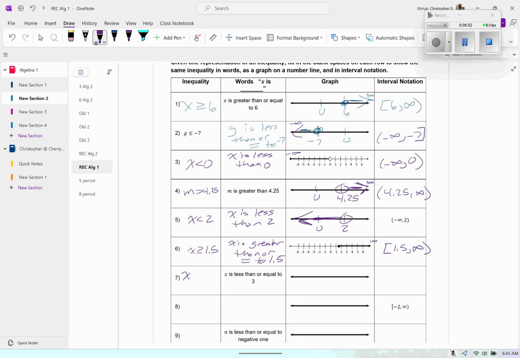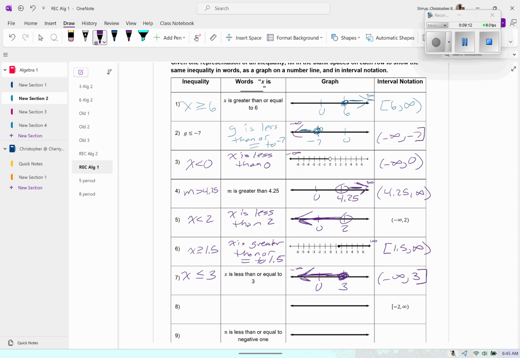This is x is less than or equal to 3. So 0 is here, 3 is to the right of it. So I'm going to have a solid dot here at the 3, and then we're going to shade it to the left. So that's pointing to -infinity. Read it left to right, -infinity to 3, hard bracket.